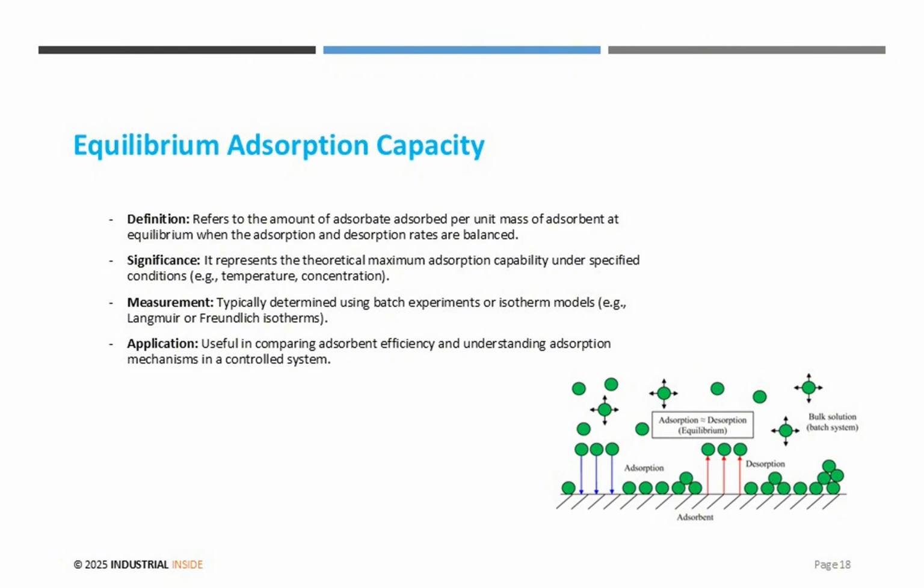Equilibrium adsorption capacity is the amount of adsorbate adsorbed per unit mass of adsorbent when adsorption and desorption rates are equal. It shows the theoretical maximum adsorption under specific conditions like temperature and concentration. This is measured by batch tests or models such as Langmuir and Freundlich isotherms. It helps compare adsorbent efficiency and understand adsorption behavior.